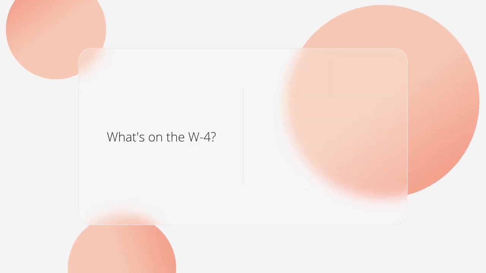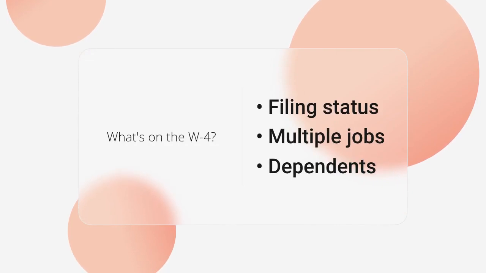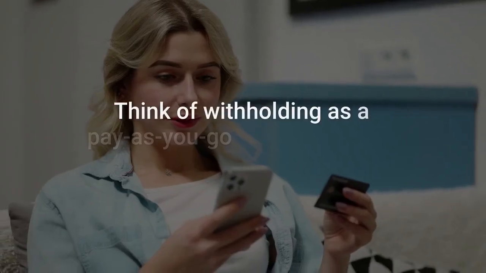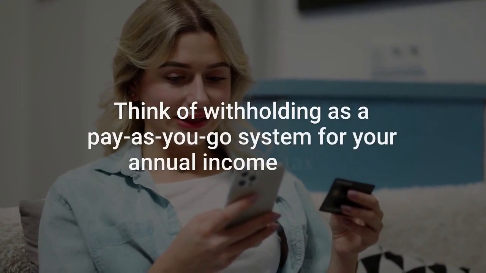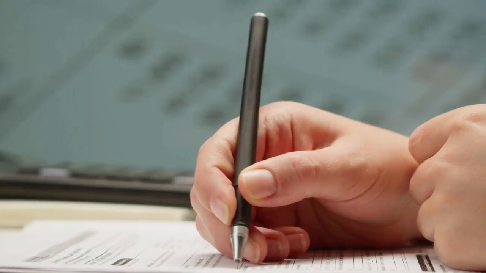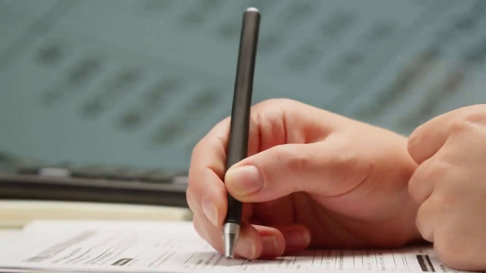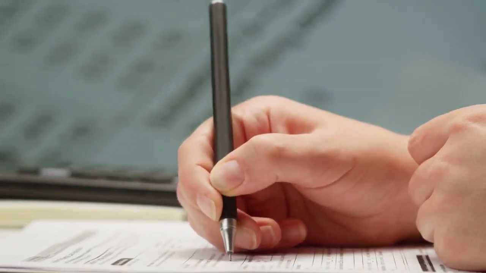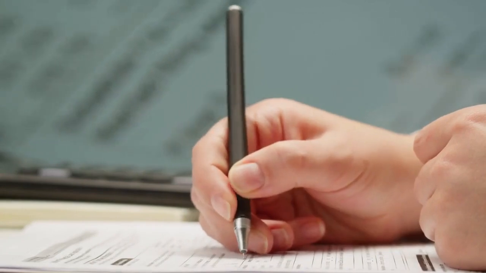It tells your employer about your filing status, like single or married filing jointly, whether you have multiple jobs, how many dependents you're claiming, and any other adjustments you want to make. Think of withholding as a pay-as-you-go system for your annual income tax bill. The goal is to get it as close to your actual tax liability as possible to avoid either a huge tax bill or a massive refund, which is essentially an interest-free loan to the government.